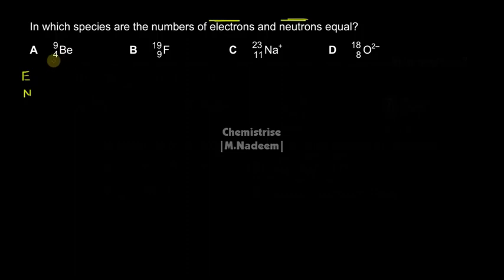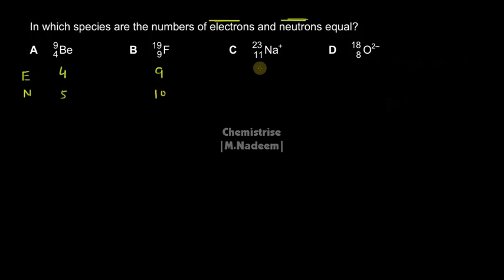Okay, so in beryllium you have 4 protons and there is no charge, which means it has 4 electrons, while neutrons will be 9 minus 4, that is 5. In fluorine atom, the electrons are again 9 because there is no charge and protons are equal to electrons, and it would have neutrons 19 minus 9, which is 10.